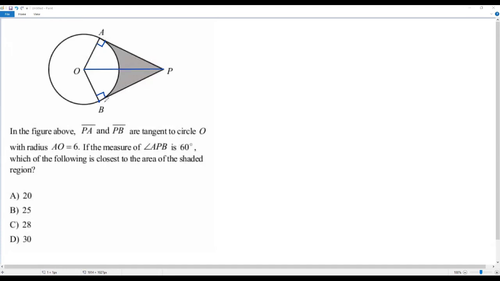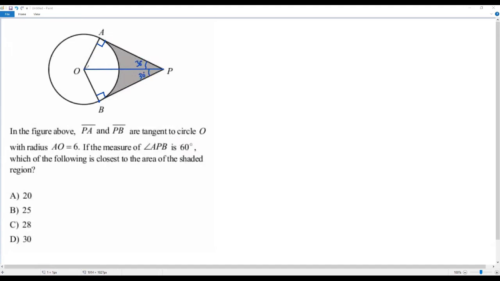Okay, and also here we can consider the measure of angle APB, that is 60 degrees. So this is the measure of angle APB, its measure is 60 degrees, and this line segment OP will bisect this angle. That is, it will divide this angle into two equal parts. So here we'll have 30 degrees and here we'll have 30 degrees.